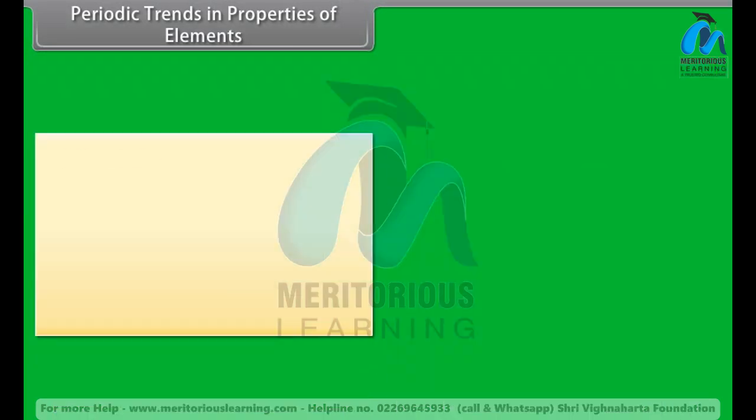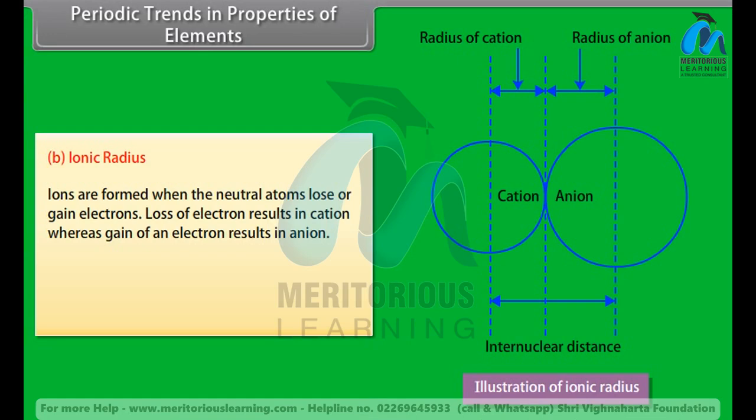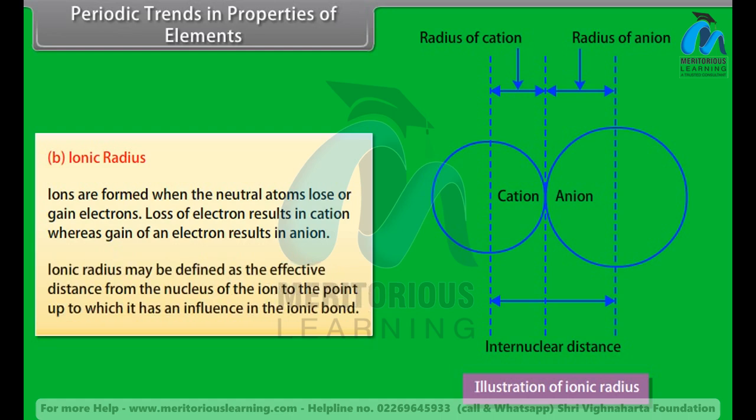B. Ionic radius. Ions are formed when neutral atoms lose or gain electrons. Loss of electron results in a cation, whereas gain of an electron results in an anion. Ionic radius may be defined as the effective distance from the nucleus of the ion to the point up to which it has an influence in the ionic bond.